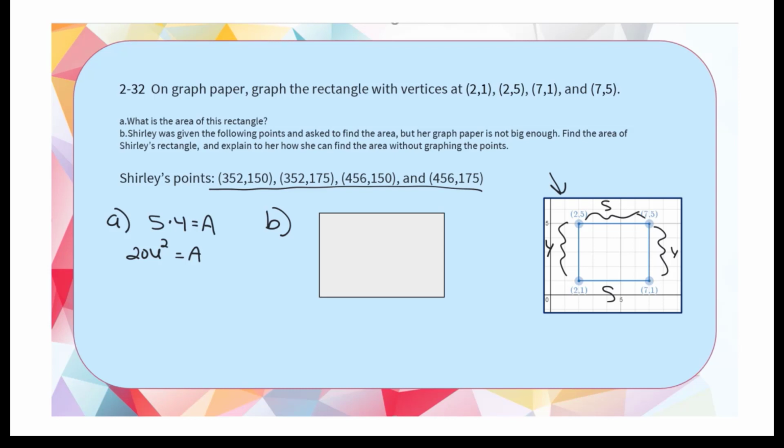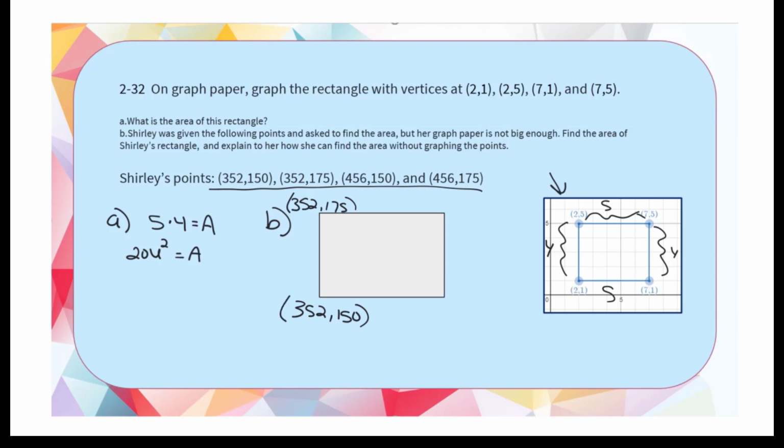Whoops, not going to be working that way. You've got to do it in an order that makes sense to you. Let me rewrite it. So this will be 352, 175. That's our y value. This will be 352, 150.